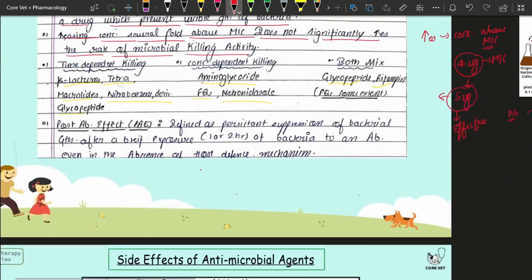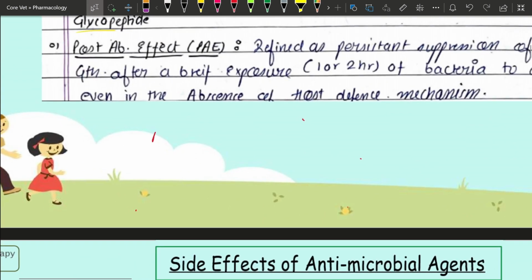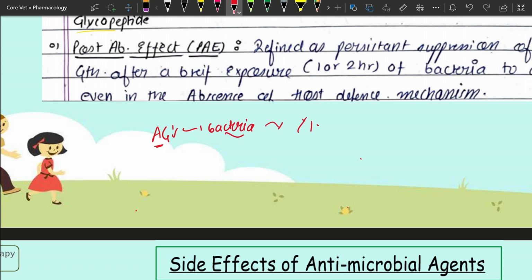Now there is the post antibiotic effect. Say I had applied an aminoglycoside toward a bacteria. After a brief exposure of a certain period, say 1 to 2 hours, the effect of the aminoglycoside will still persist.